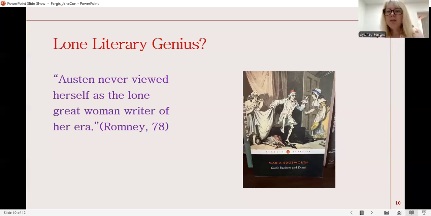Sorry, very quickly. This is Castle Rackrent and Ennui. So these would be more examples of Edgeworth's regional Irish novelist writings. Really wonderful read, highly recommend.